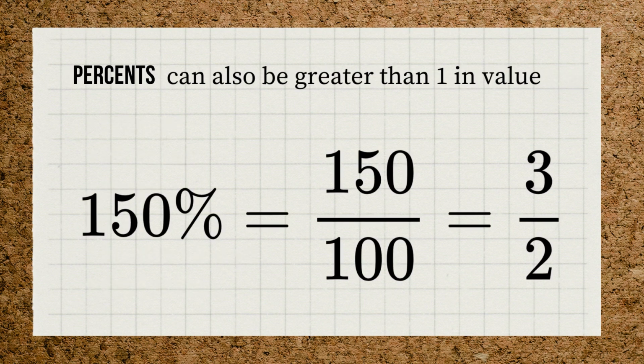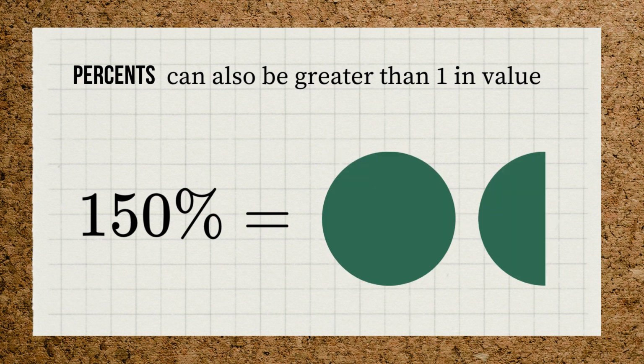Percents can also be greater than 1 in value, like 150%, which is 150 over 100, which is 3 halves or 1.5 in fraction terms. 150% can be represented by a circle and a half.